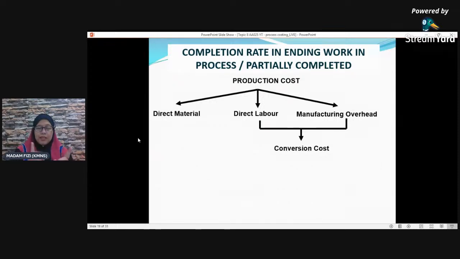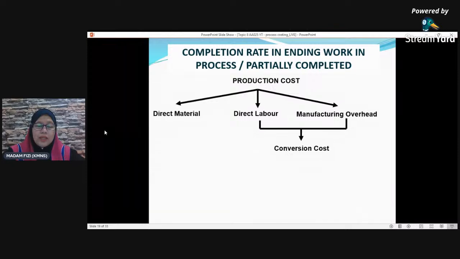Kita akan pakai 2 ni saja. Direct material and conversion cost. Conversion cost tu adalah direct labor and manufacturing overhead. So maksudnya ketiga-tiga item pun ada dalam proses costing. Cuma masa pengiraan kita akan buat direct material and conversion cost. Why? Sebab dia ada kena mengena dengan the percentage of completion. Yeah?